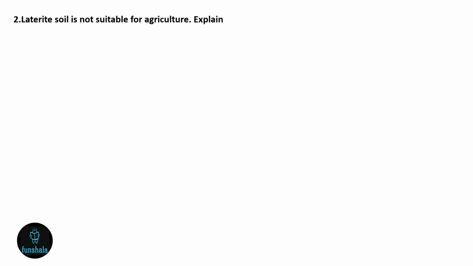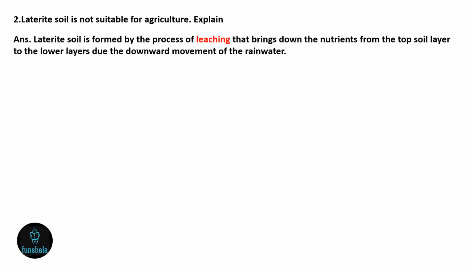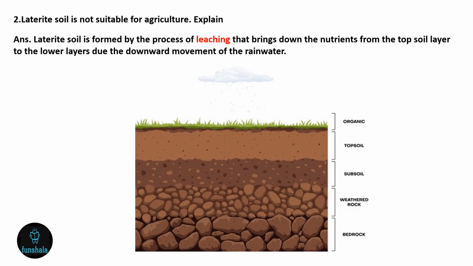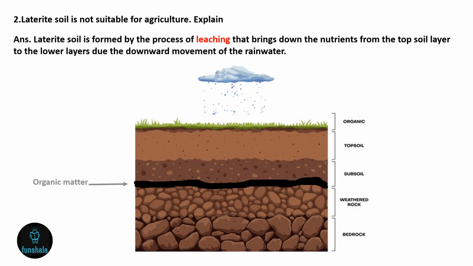Second question, laterite soil is not suitable for agriculture. Explain. The answer is, laterite soil is formed by the process of leaching that brings down the nutrients from the topsoil layer to the lower layers due to the downward movement of the rainwater.